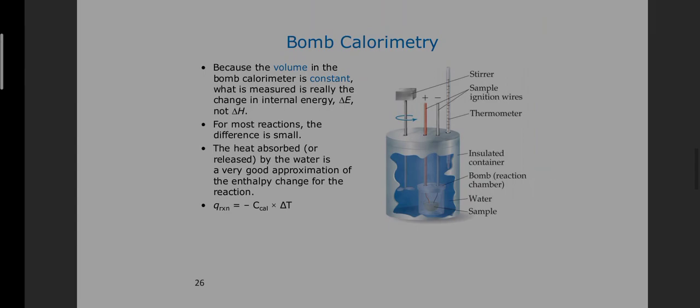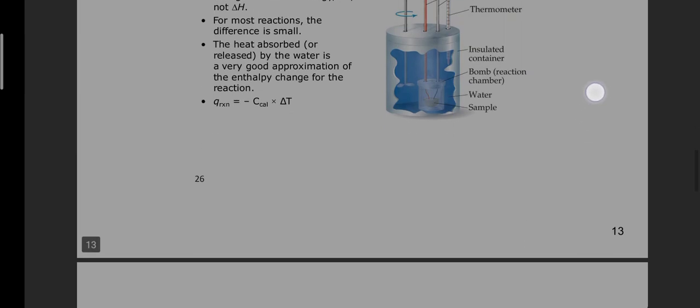Next is bomb calorimeter. Because the volume in the bomb calorimeter is constant, what is measured is really the change in internal energy, del E, not del H. For most reactions, the difference is small. The heat absorbed by water is a very good approximation of the enthalpy change for the reaction.